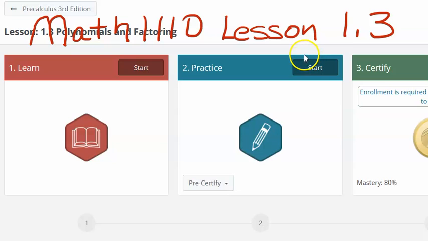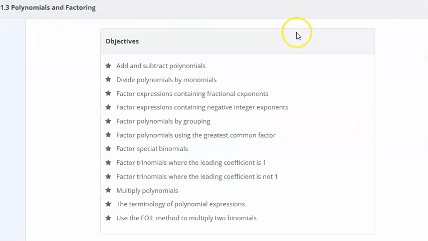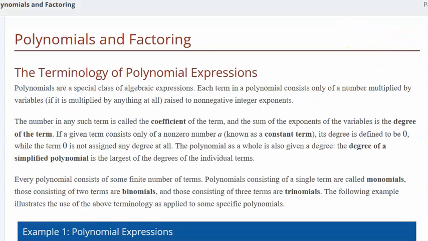Going on now as part of our review in Math 1110, we're going to deal with polynomials and factoring. These are the objectives, and again, much of this was covered in an earlier course, but to review in preparation for what we'll be doing. First, we'll take a look at some of the vocabulary we'll be using here.